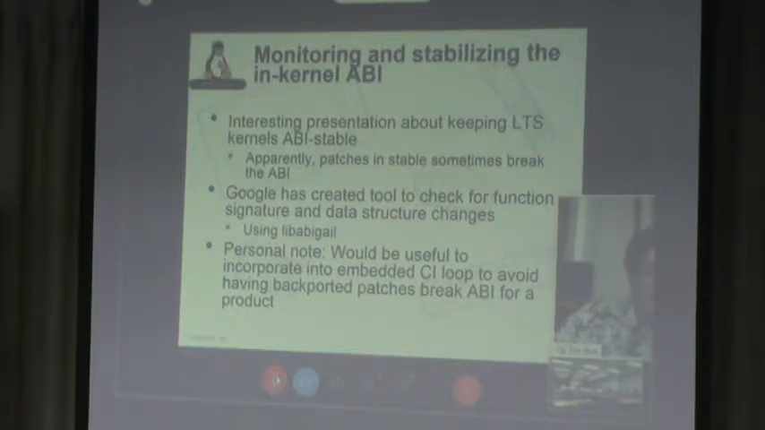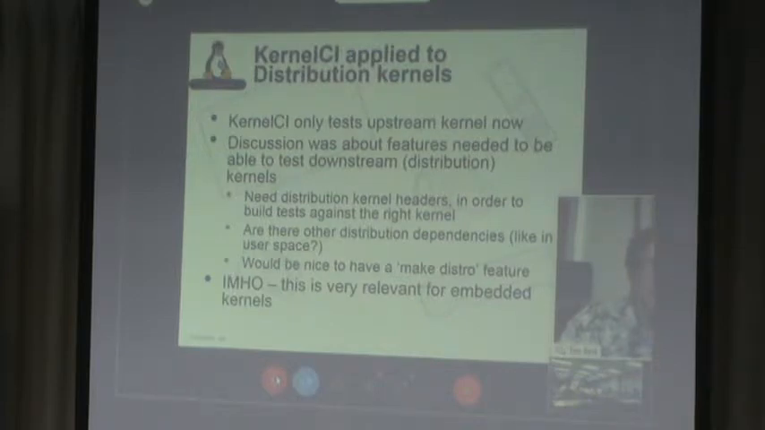On a personal note, I think it would be really, really useful to incorporate this into the embedded CI loop, or the CI loop for embedded products, to avoid having backported patches break the ABI for products. And this would include patches grabbed from the stable tree, as well as patches that your product developers come up with to fix issues for your product. You just don't want to break the ABI, or you want to detect it if the ABI ever changes due to a change in your product development cycle.